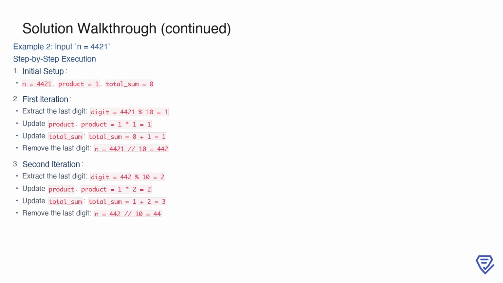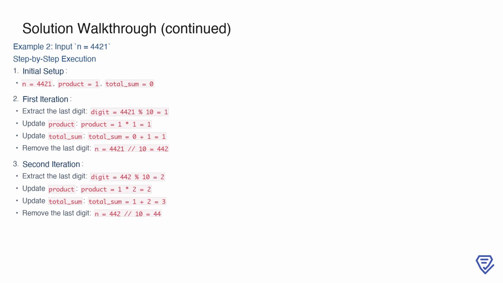Now let's look at another example where n equals 4421. Here, we start with the same initial setup, a product of 1 and a total sum of 0. In the first iteration, we extract the last digit, which is 1. We update the product to 1*1 equals 1 and the total sum to 0 plus 1 equals 1. Removing this digit reduces n to 442.